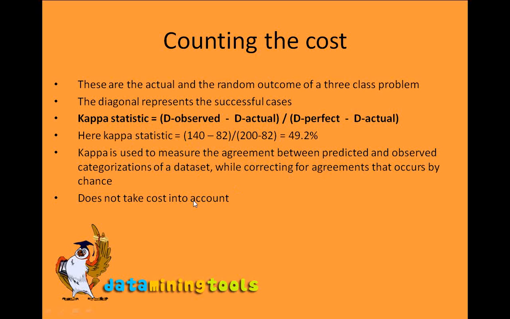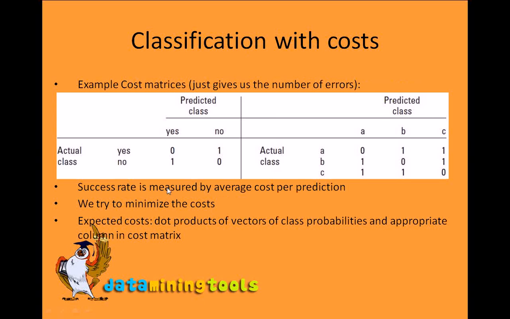It does not take cost into consideration. So till now we haven't taken cost into consideration. Now we come to classification with cost. So now we are going to include cost while we are doing classification. Below you can see an example cost matrix, though this particular cost matrix will just give us a number of errors. As you can see, if the prediction is right, then the value is 0, otherwise it's 1. Now success rate is measured by the average cost per prediction, and we try to minimize the cost.